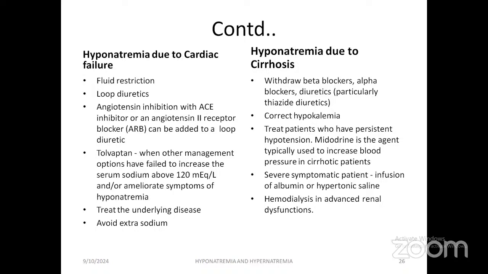In hyponatremia due to cirrhosis, we have to withdraw beta blockers, alpha blockers, and diuretics, particularly thiazide diuretics. We have to correct hypokalemia and treat the patients who have persistent hypotension. Midodrine is the agent typically used to increase blood pressure in cirrhotic patients. In severe symptomatic patients, infusion of albumin or hypertonic saline should be considered, and hemodialysis in advanced renal dysfunction.